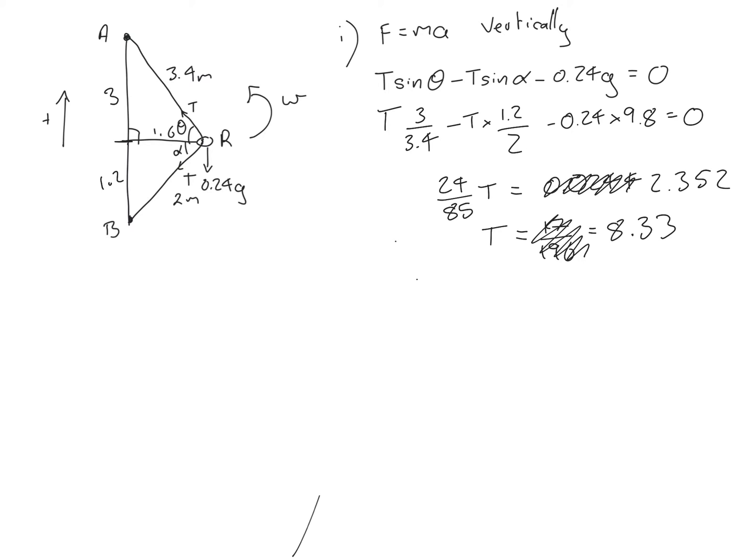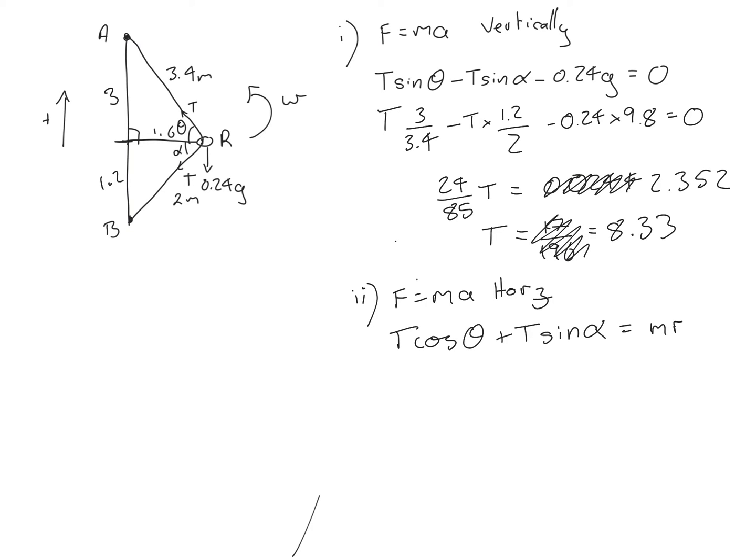So then part 2, find the angular speed. What's the only thing we can do? F equals ma horizontally, and it's going to have cos in. So we're looking horizontally. So we know that the force towards the middle is T cos theta plus T sin alpha equals mv squared over r, or mr omega squared.